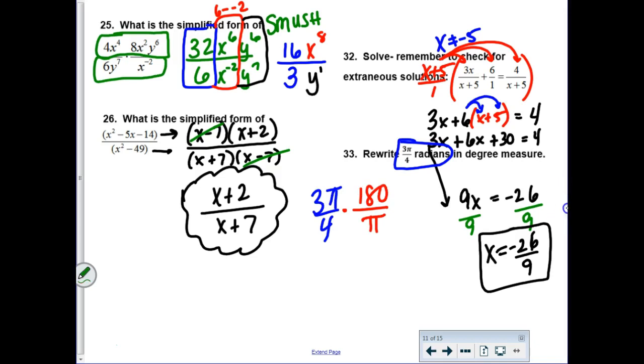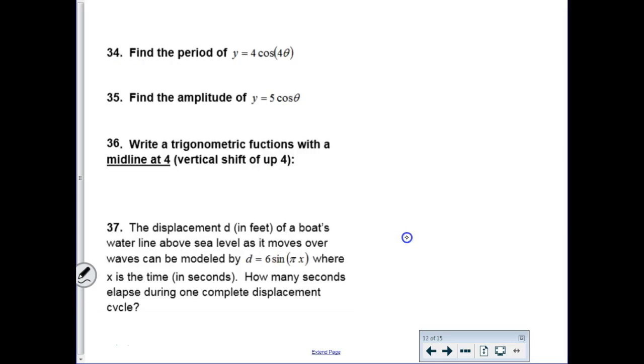So we want the pi's to cross off, which they will. They'll cancel here. And you end up with 3/4 times 180, or you can do 3 times 180 divided by 4. It doesn't matter what order you type that in your calculator. Let's see, is it 135? Yeah. Okay. Cool beans. All right, so far so good? Sure. Well, let's talk about some more trig.